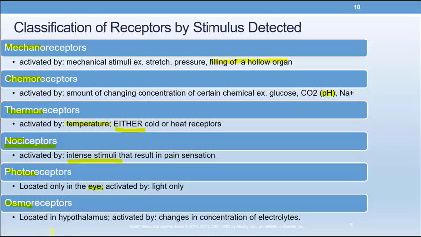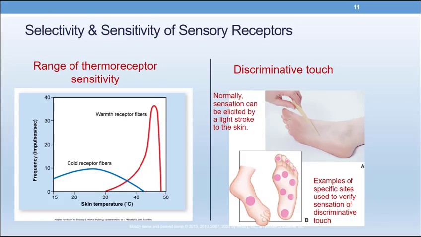And finally, osmoreceptors, they can be found in the hypothalamus, for example, and they're activated usually when there's not enough water in our body. And so what it'll do is activate the thirst sensation so that you'll feel thirsty, you'll go and have something to drink to restore homeostasis.